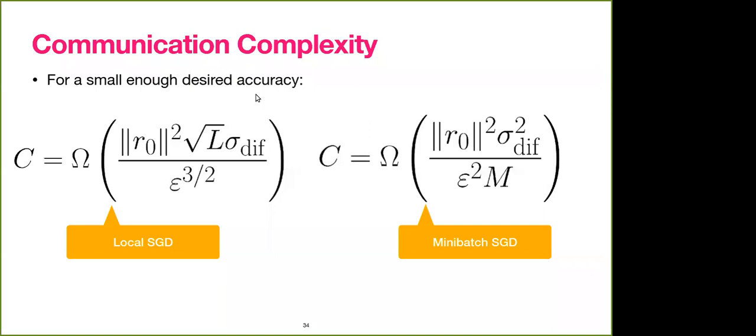So do you think the dependence on H, the synchronization interval, can be improved to order one, or the quadratic you have right now is tight?